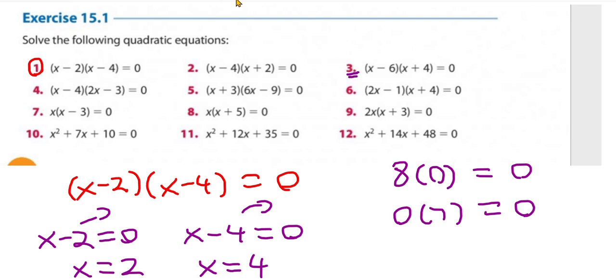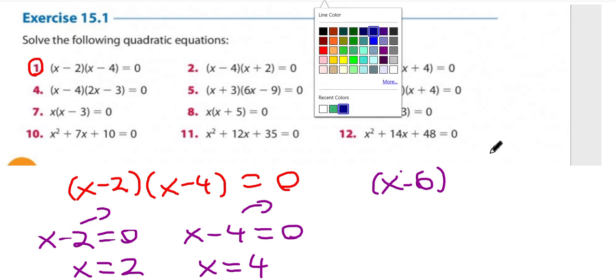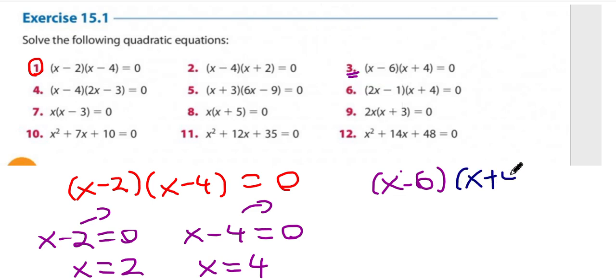Okay. So the next question was question 3, wasn't it? And question 3 is very similar. You have two numbers. You have the x minus 6 number, or you have the x plus 4 number. And when they multiply by each other, because there's nothing in between the brackets, that means there's multiplication happening, the answer is 0. So we're either going to blame the purple number or the blue number. Are you ready? Well, let's blame both of them.